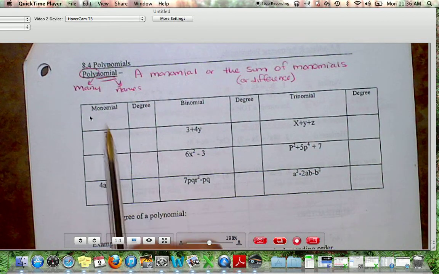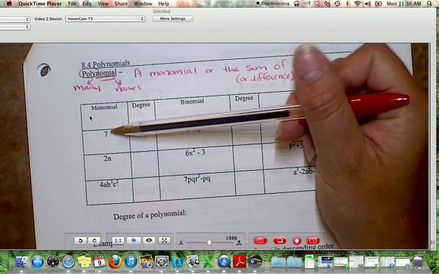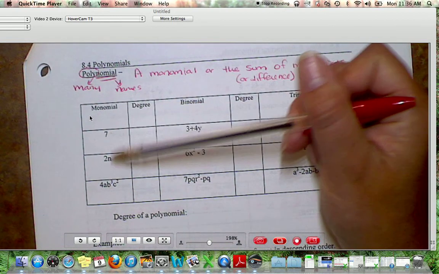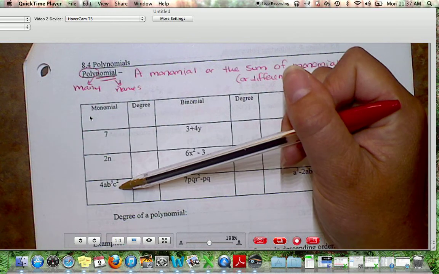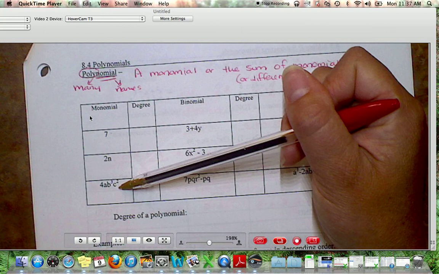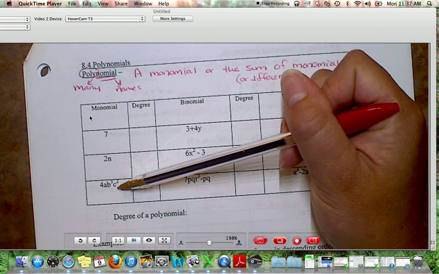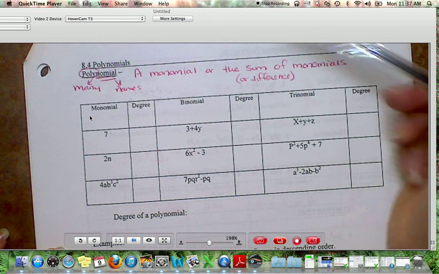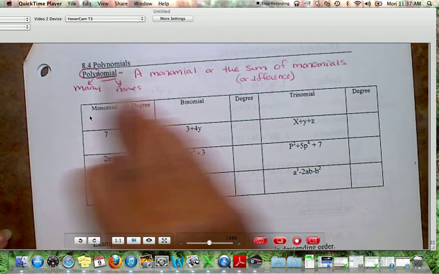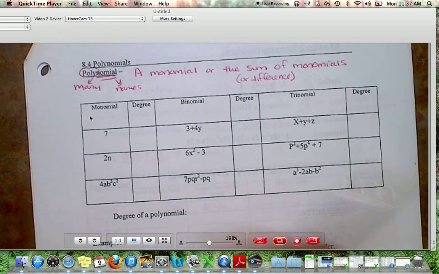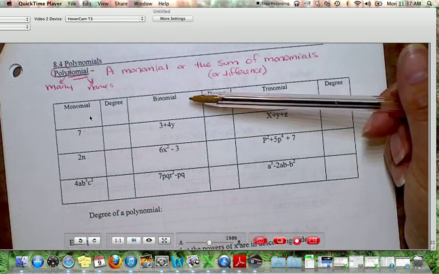But here we have a little chart, and here are some monomials. 7 is a monomial, 2n is a monomial, or 4ab cubed c squared. All right, we spent a section where we talked about what a monomial was. A polynomial is basically the overall name of what all of these are. Okay, so like I said, we'll get back to that in 1 second.